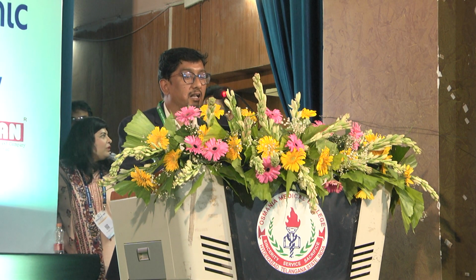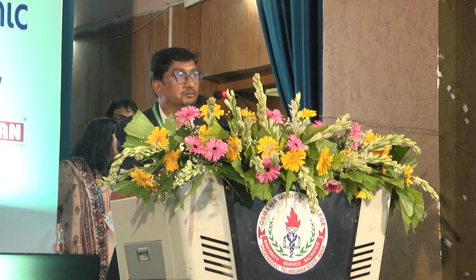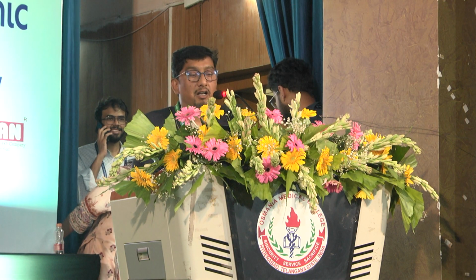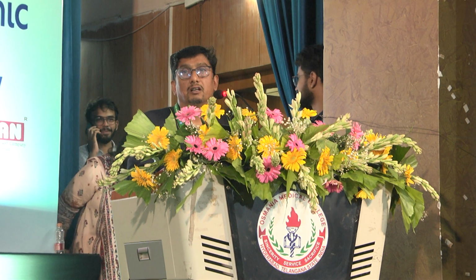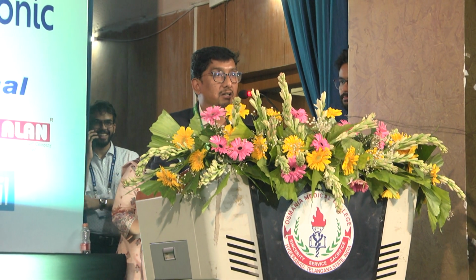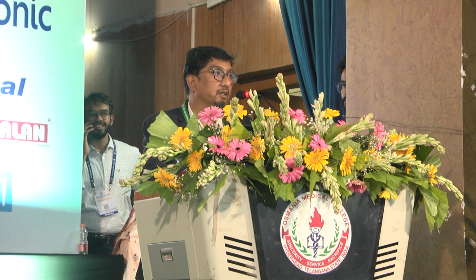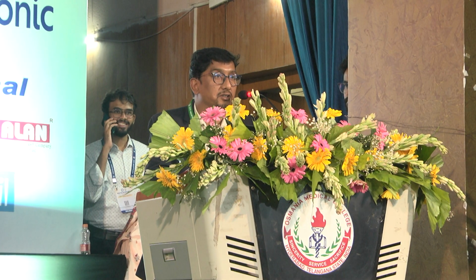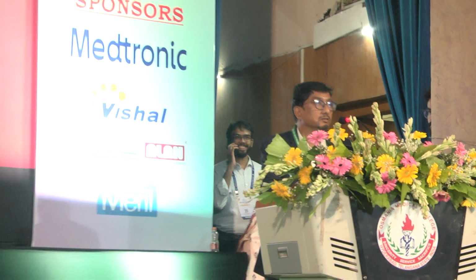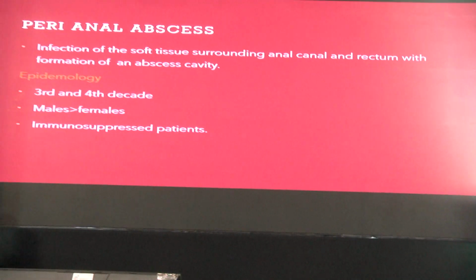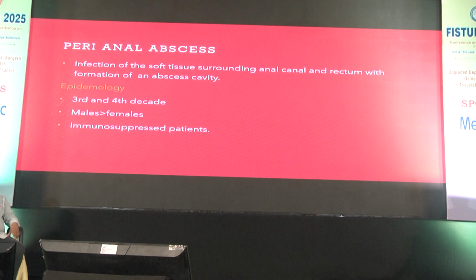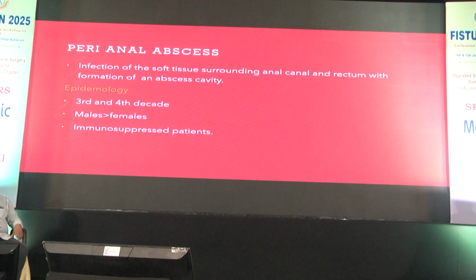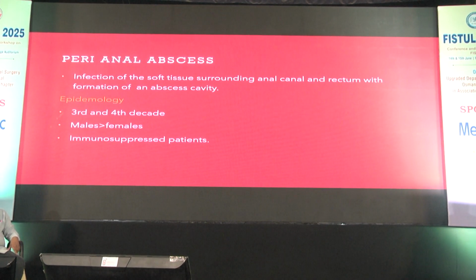As you know, a perianal abscess is an infection of the soft tissue surrounding the anal canal and rectum with the formation of an abscess cavity. The incidence is more common in immunocompromised individuals, such as those with diabetes and immune suppression, and it is more common in the third to fourth decade and also seen in the fifth decade. Males are more predominant because of the hairy perianal region.